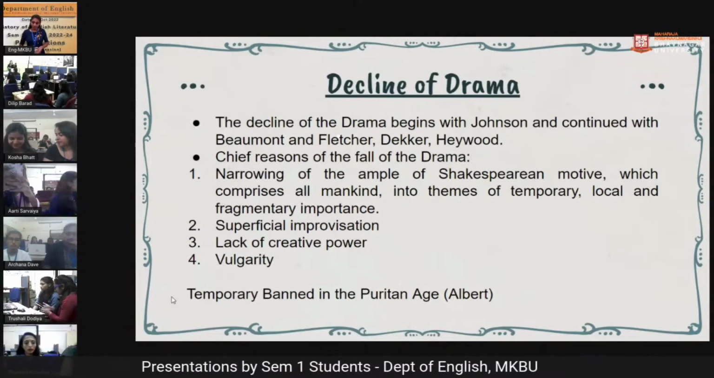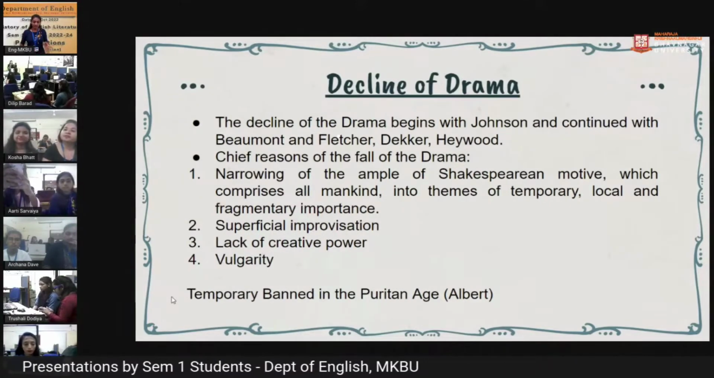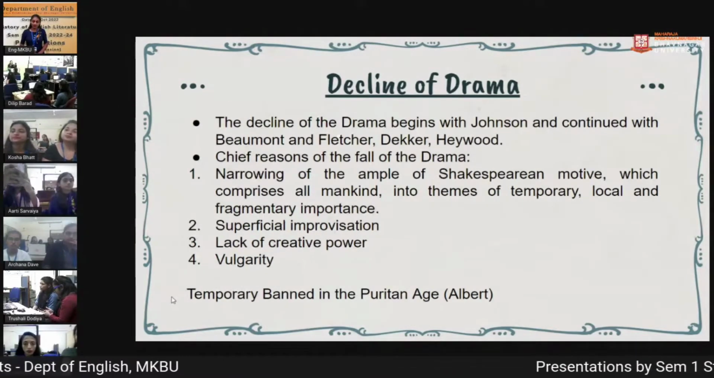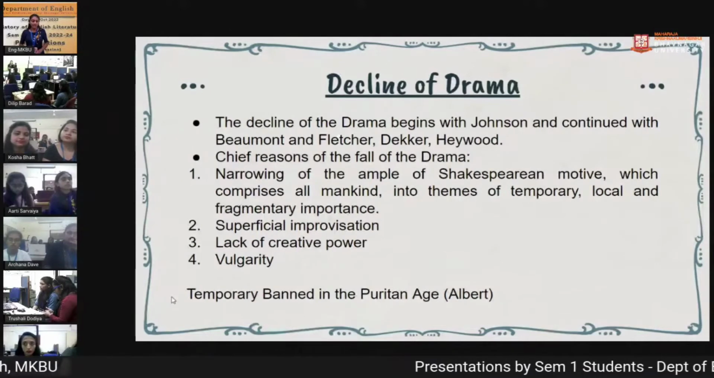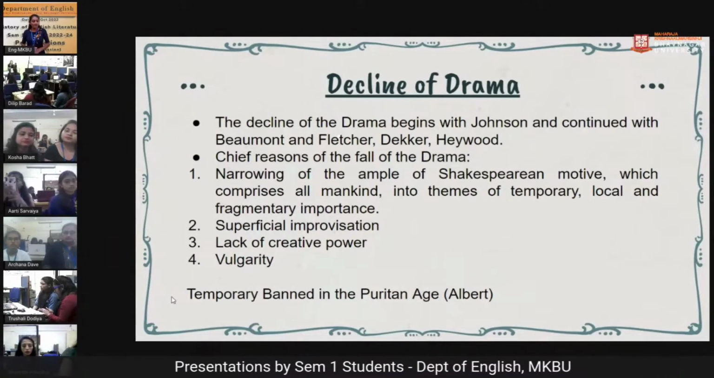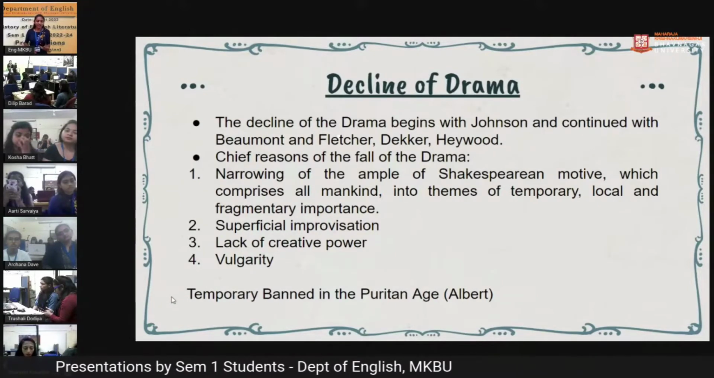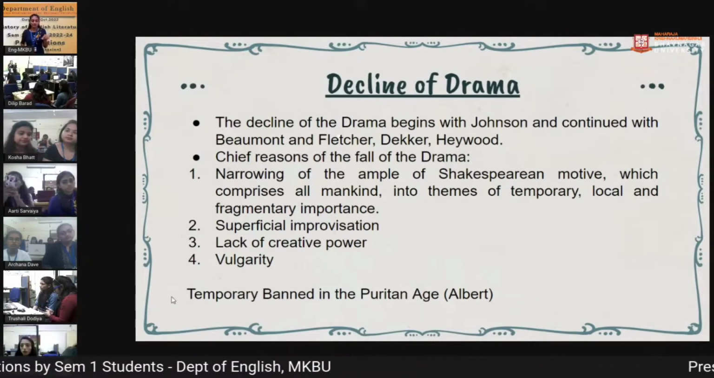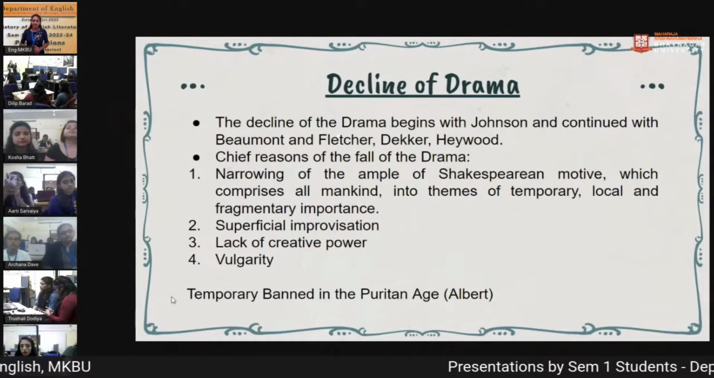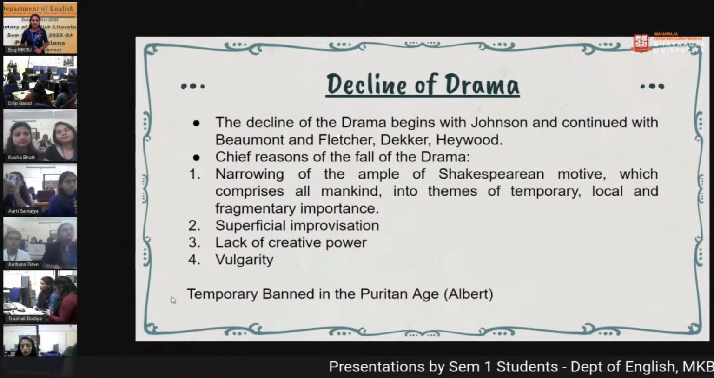There was a superficial improvisation in the drama, between earlier drama and the drama of Shakespeare, and a lack of the creative power which earlier writers had. And the fourth and most important is vulgarity. After that, a temporary end came in the Puritan age, when Puritans came into power and all theatrical activities were banned.